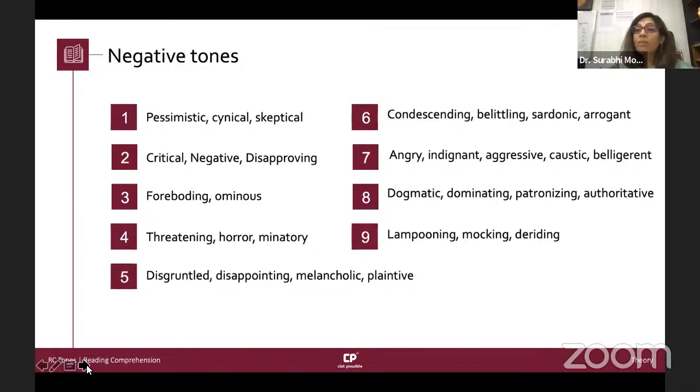Generally, if the author talks about a sad situation, or the author reminisces, which basically means many times you may have seen passages where the author is just going back, thinking about her life and talking about all the wrong things that happened. Then you will see a tone like number 5. Plaintive, which means sad. Melancholic, which also means sad. So these are keywords for sad.